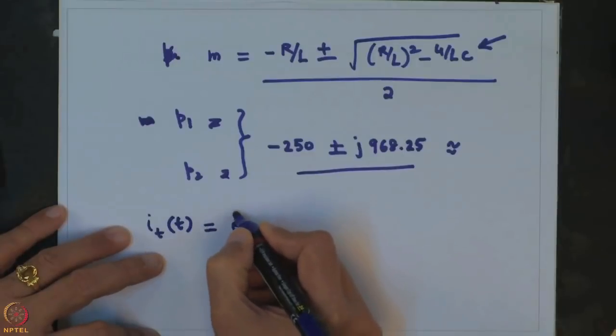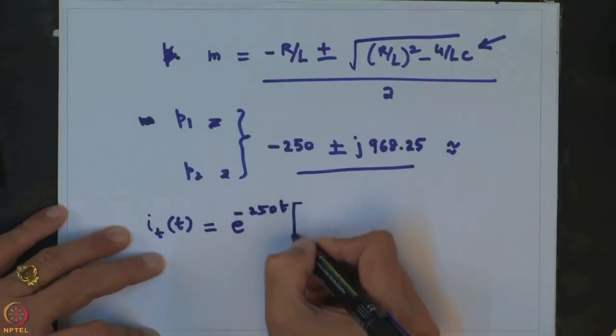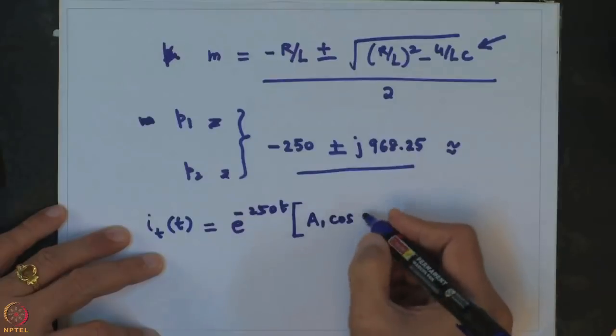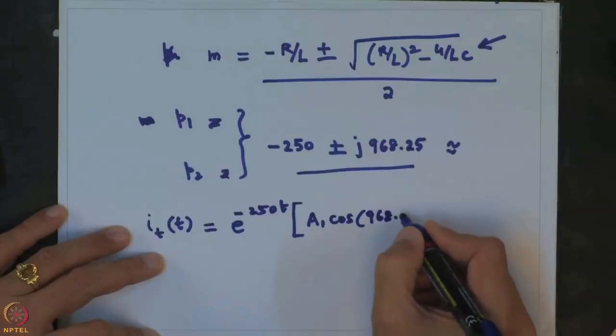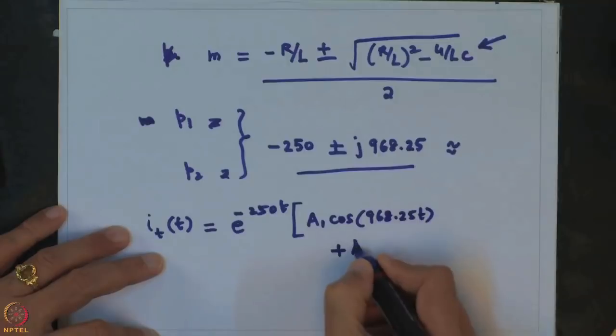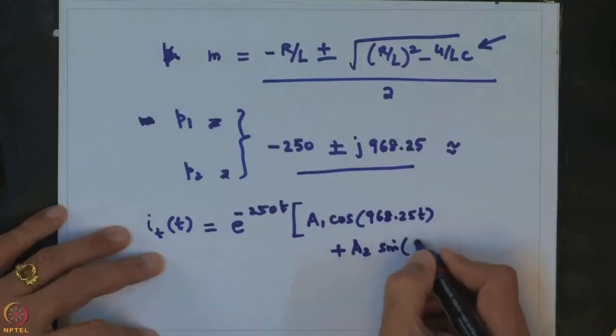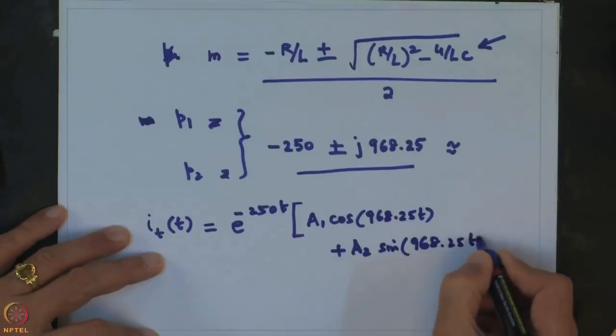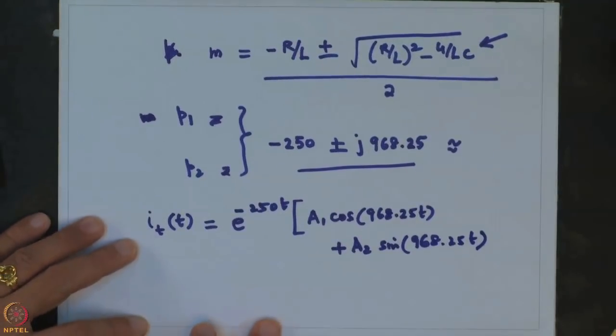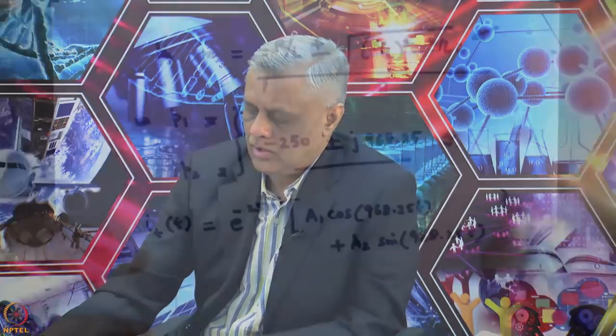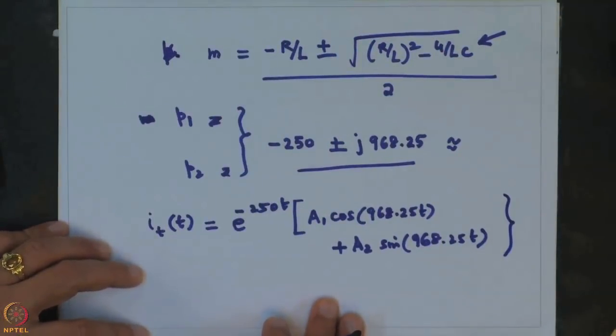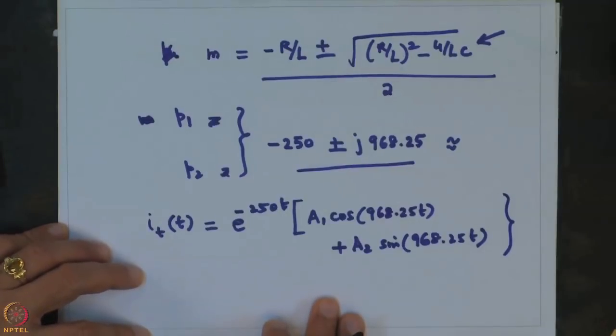equal to e to the power minus 250 t into A1 cos of 968.25 t plus A2 sine of 968.25 t. Now, this is the form of the natural response, and please remember that the natural response is going to be the same whether we have a sinusoidal source function or a DC forcing function. The natural response is independent of the applied source. So, this natural response is the same, and you will find this also covered in the previous example where we considered DC source based systems.